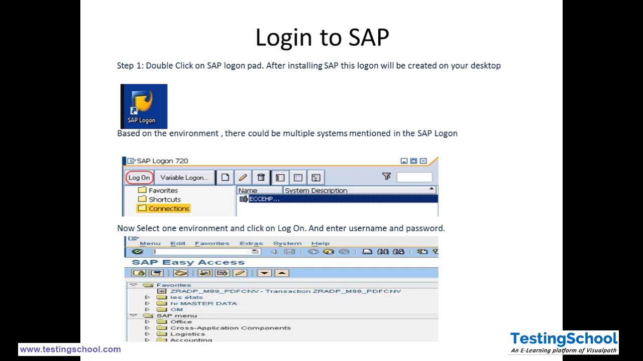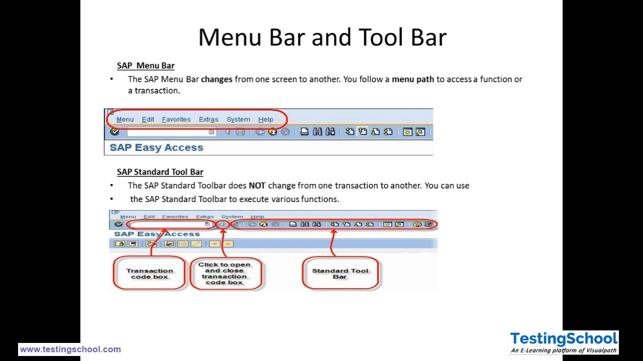But basically we will not navigate like in Windows or some other thing. We will use T code based, transaction based navigation. T code stands for transaction, which we'll see in the coming slide. The SAP Easy Access screen has menu bars. These menu bars change from screen to screen. The options will vary based on the user ID access.